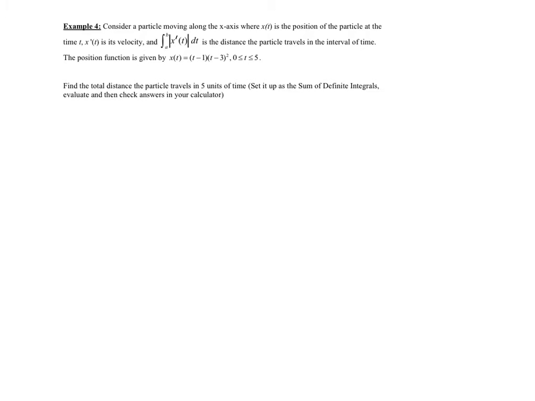FOIL and multiply the x of t function. Okay? Product rule? And then we can take the derivative of it and then take the integral of the absolute value of that derivative. Do you have to find critical values? Okay, take the derivative of it, let's find the critical values.